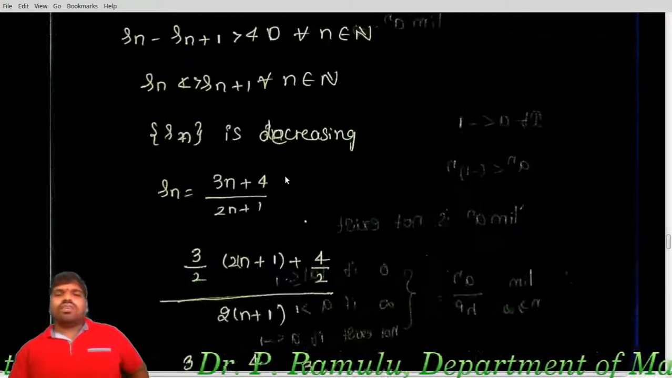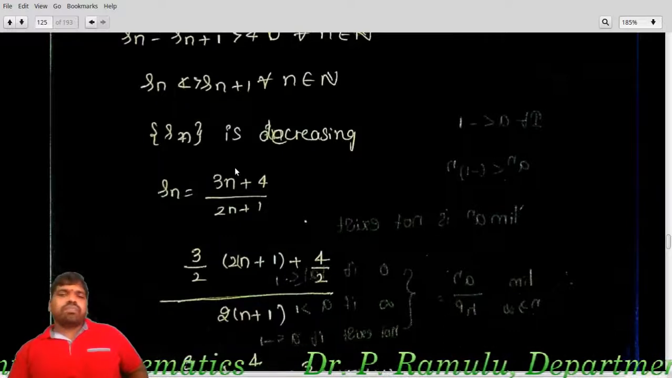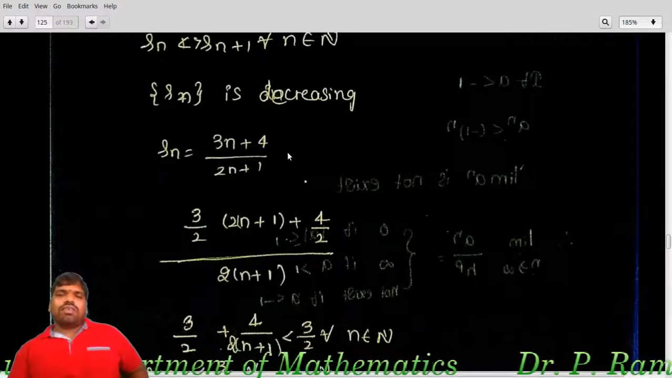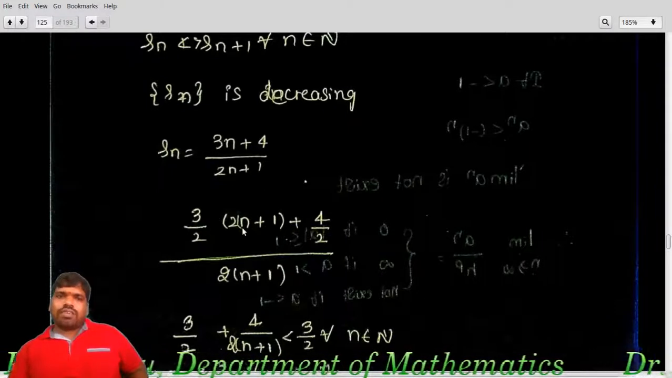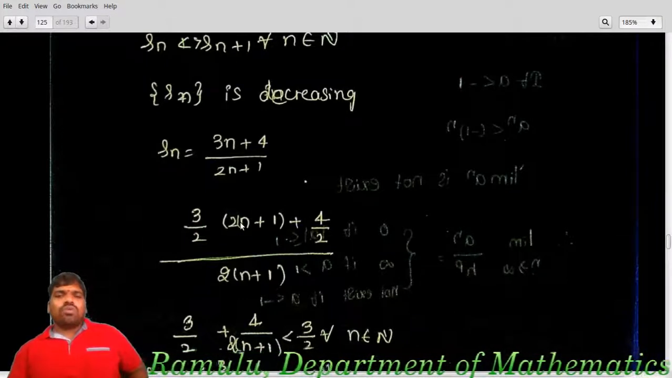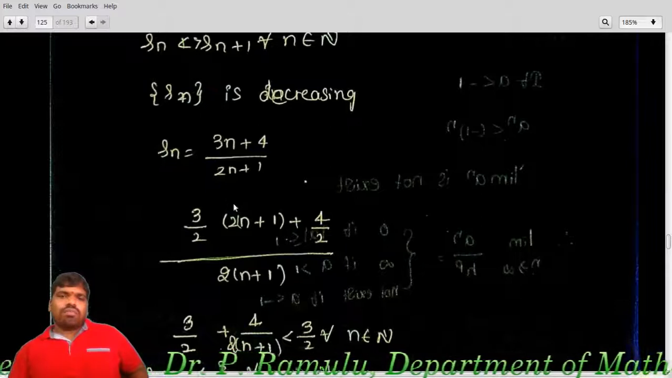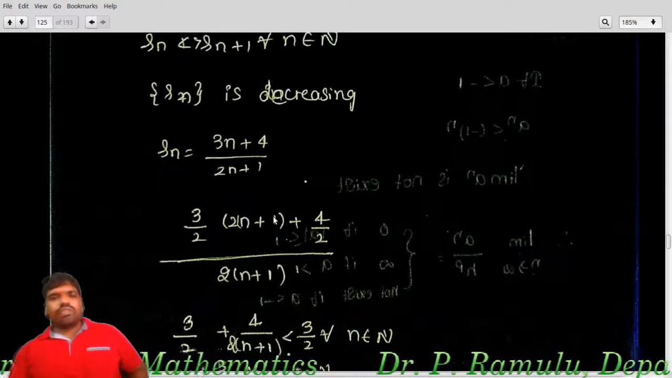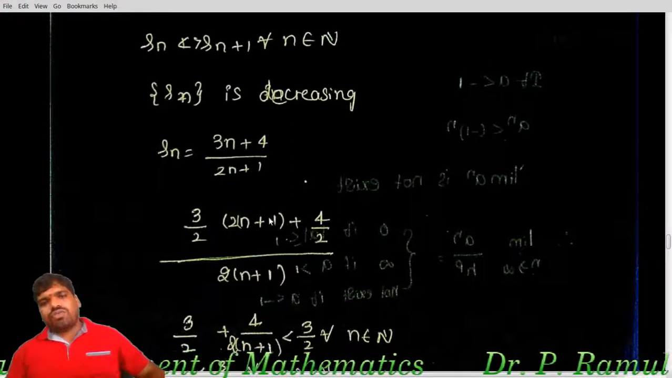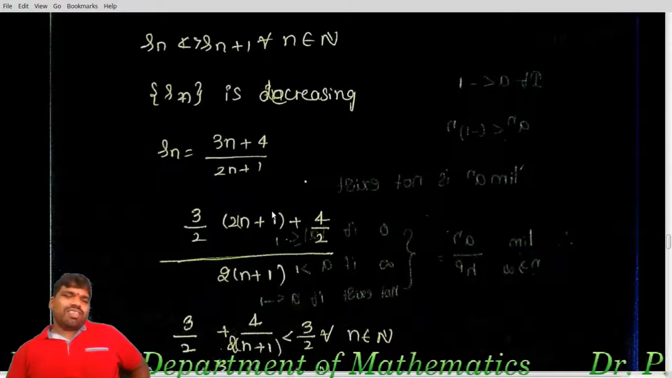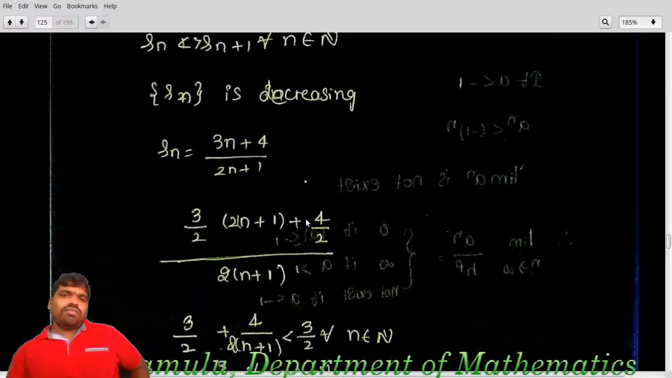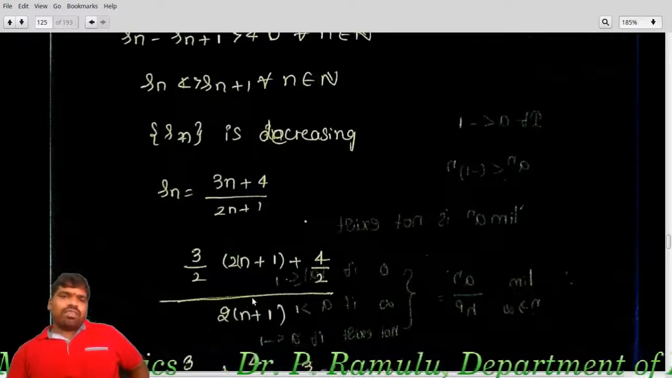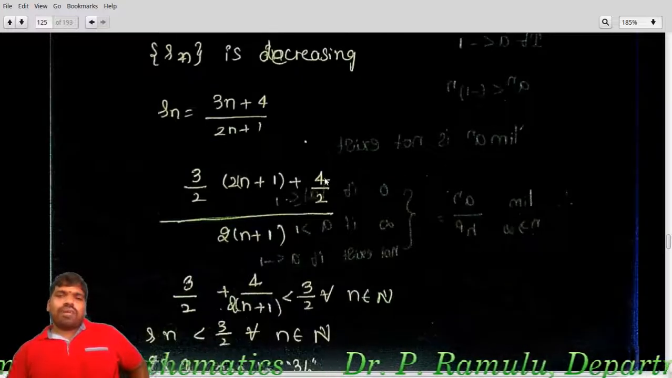Sn is decreasing. I want to remodify this term. What can I write here? I can write 3 by 2 into (2n+1) plus some term. The 2s get cancelled out, and 3n will get. Plus, here we get 3 plus 2, that equal to 3 by 2 plus 5 by 2. The 2n plus 1 terms are both cancelled out. This is 3 by 2 plus 5 by 2 times of this thing, right?